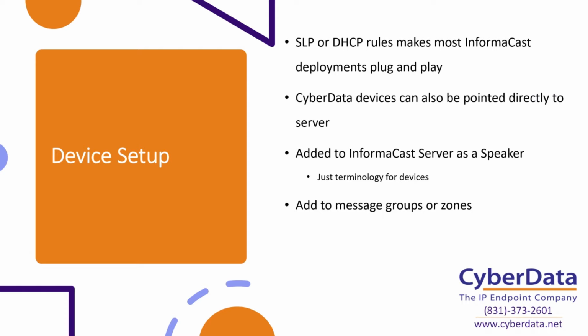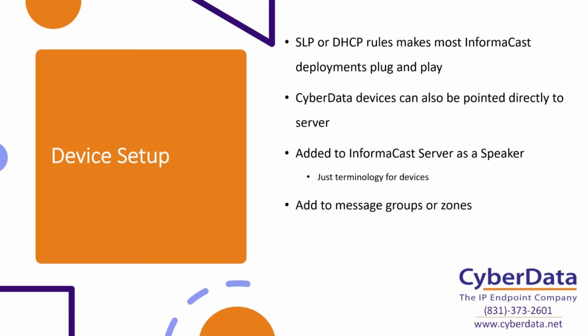But in some cases, you can't use the DHCP rule, or you might not be able to use SLP. You can actually point our devices directly to the server, and that's one of the few instances where you'd actually have to touch an InformaCast-enabled device, by logging into their web interface and using what we call the InformaCast server field to actually point the CyberData device to that InformaCast server. Again, in most cases, you're going to be using either SLP or DHCP to point the devices to the InformaCast server, but in cases where you can't do that, they are kind of few and far between, but we like to support those customers that are in these scenarios. You can point your device directly to the InformaCast server.